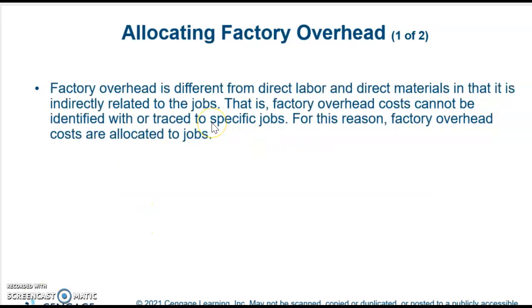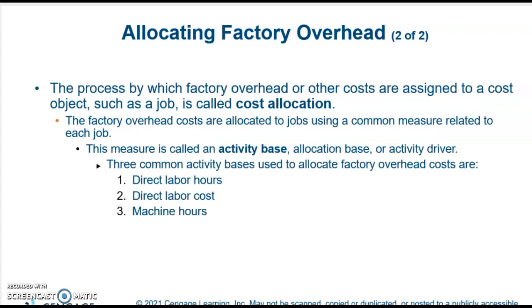Okay, so allocating factory overhead, this is different from direct labor and direct materials because it indirectly relates to the jobs. Factory overhead cannot be directly traced to a specific job, so this is why we're going to learn how to allocate factory overhead to each job. So what we're going to do is learn how to calculate the formula that we're going to use to allocate. And what you'll need to do is memorize the formula.